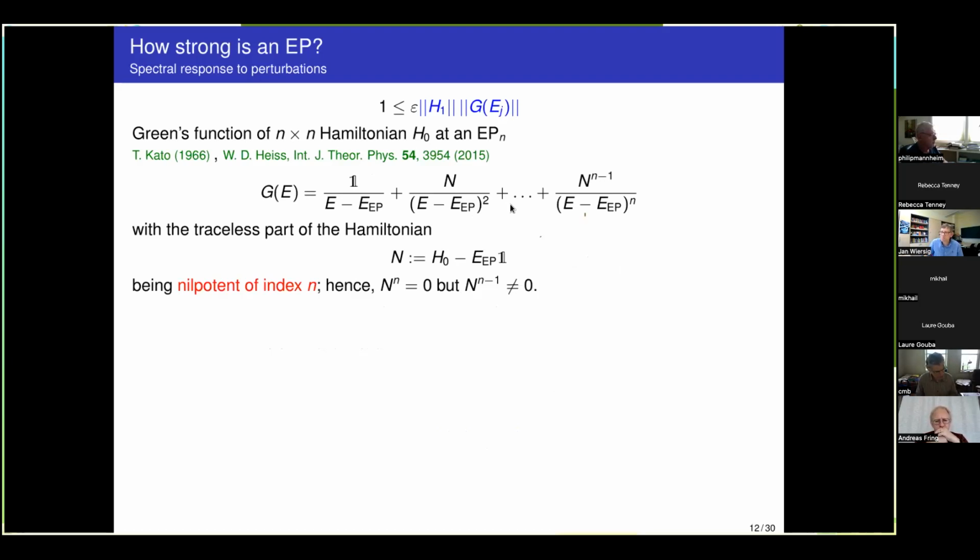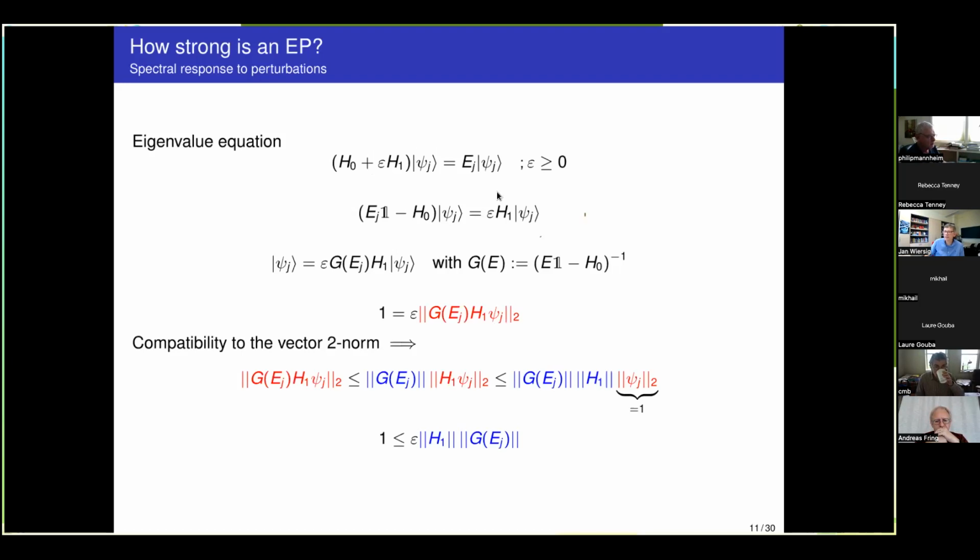Oh, I see. So what you're doing is something else. What you're saying is, let me perturb an exceptional point Hamiltonian so that the perturbed Hamiltonian doesn't have an exceptional point. Yes. So the psi j vectors are eigenvectors of a Hamiltonian no longer at an exceptional point because we have the perturbation epsilon h1. Okay. So my concern was only if the perturbation left the full Hamiltonian with an exceptional point. Now I understand your point. Okay, thank you.